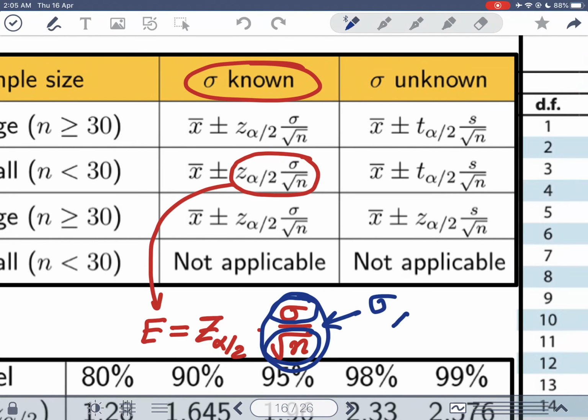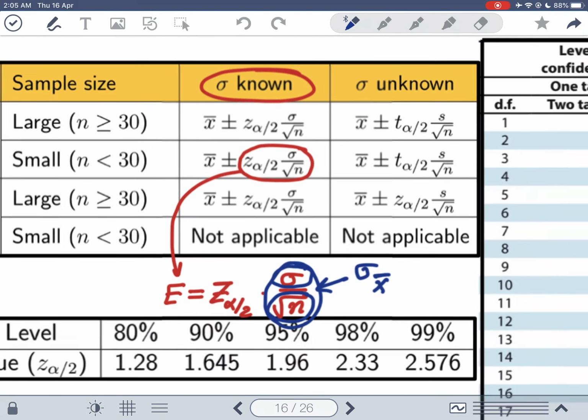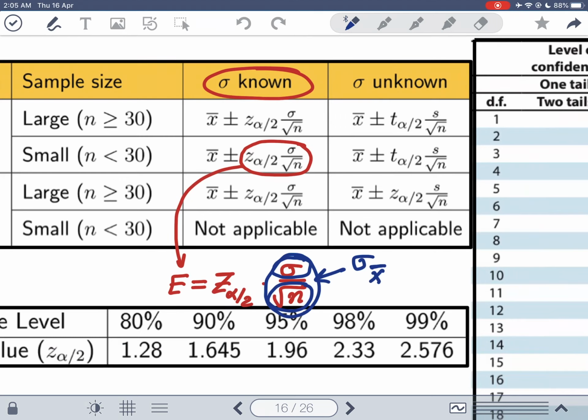And we remember we call this sigma x bar. It was the standard error of the mean, or the standard deviation of sample means. We did this before when we studied the sampling distribution. But okay, so if it's the same for both of them, for 99 and for 90, sigma x bar is the same. So the only thing that will be different is z sub alpha over 2.